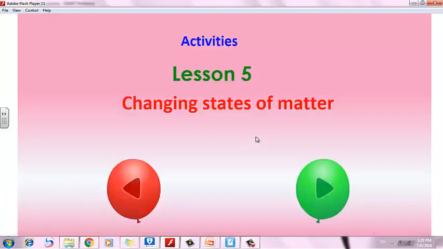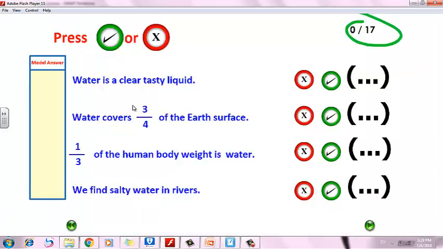Now let's have the activity and answer some questions about what we talked about. Press right or wrong. Water is a clear, tasty liquid. Is this right or wrong? Is it tasty? I think no. Water covers 3 out of 4 of the Earth's surface.